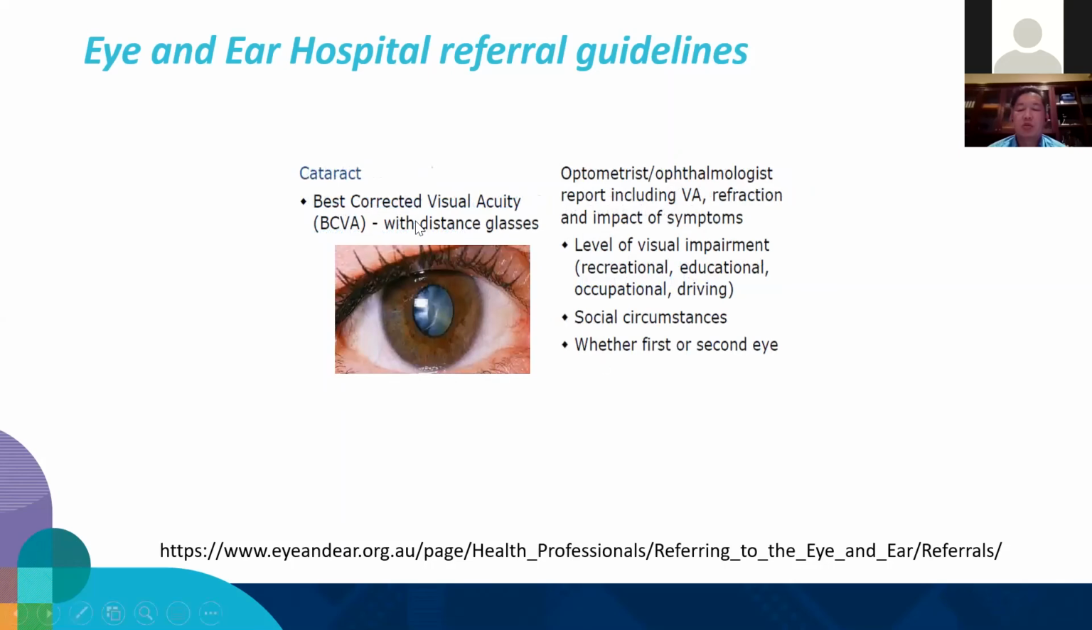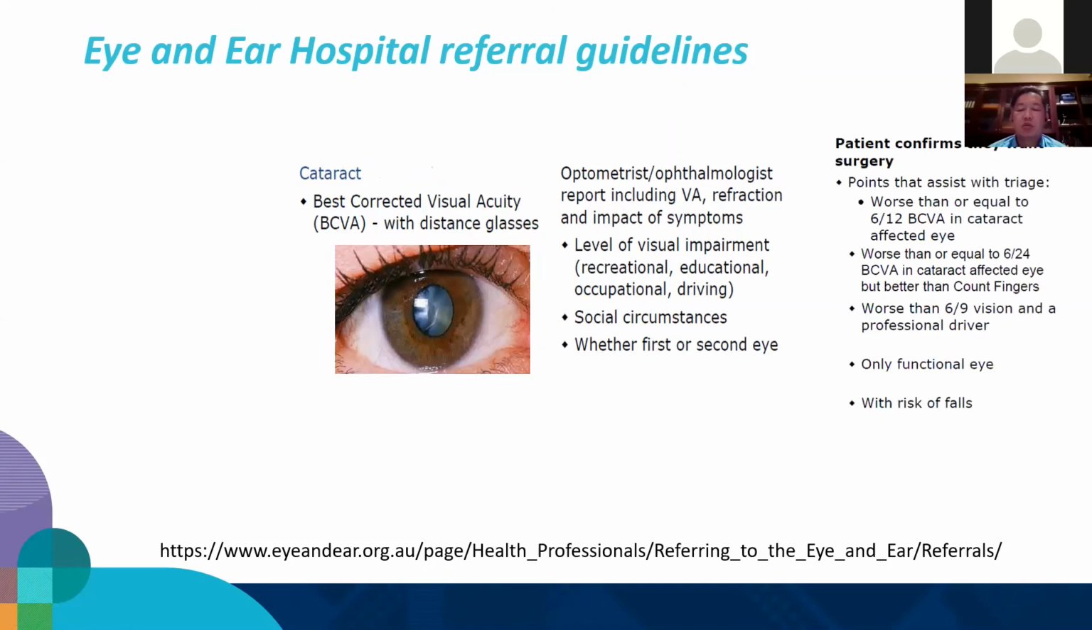Cataracts, and basically they look at the best corrected visual acuity with distance glasses. Again, you'll need a report from your local optometrist or ophthalmologist. And then it really depends on how badly it's affecting the vision. These are some of the tips, but basically the better eye has to be 6/12 or worse with the new glasses, or things are really, really bad, or if they're a professional driver, such as a truck driver, if they have one good eye, or they're at risk of falls. So all those are taken into consideration as to whether they get an appointment.